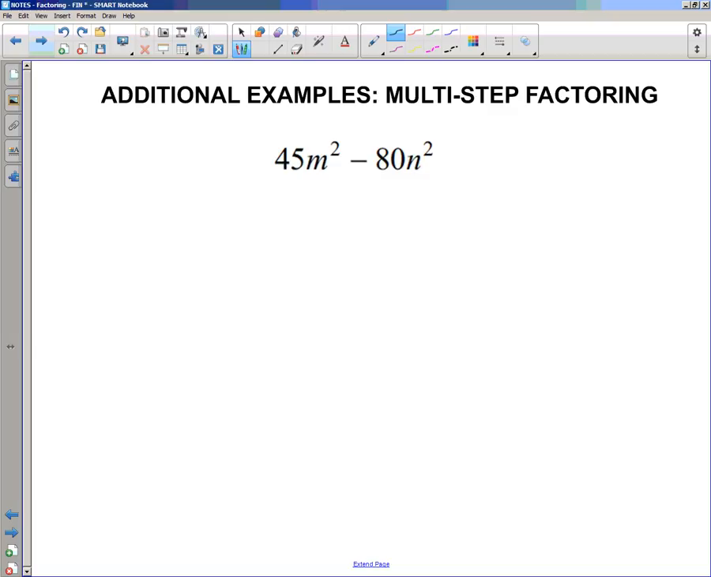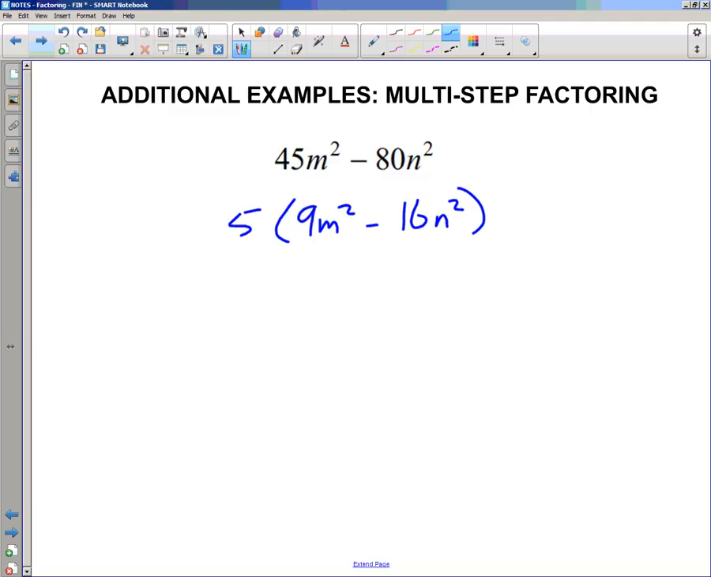Next example. We've got a difference here, and it looks like it's not a difference of squares. However, we definitely have some kind of GCF I feel like we can pull out here. 45 and 80 are both divisible by 5. Let's go ahead and pull a 5 out in front, and we'll see if there's anything else we can bring out once we do that. So 45 divided by 5 is 9. 80 divided by 5 is 16. And 9 and 16 do not have any other common factors.